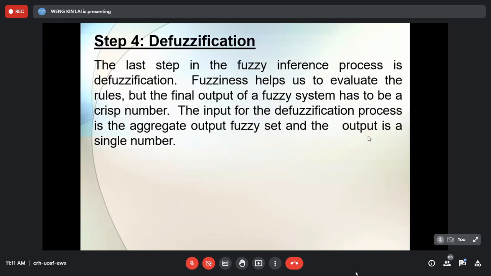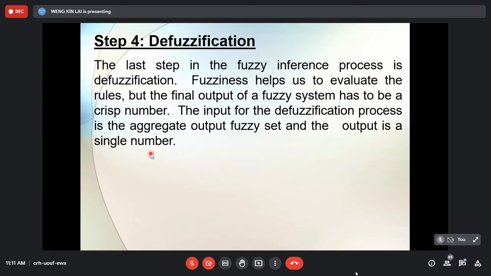So now, once you've done that, I will have to reclassify my output set into just one nice value. The last step, step four, in the fuzzy inference process is defuzzification. Now, fuzziness helps us to evaluate the rules. That's the first part, right? You have the rules, you fuzzify them, you evaluate the rules, get the outputs. But the final output of the fuzzy system has to be a crisp number. It cannot be fuzzy, right? You have one number, some value. So the input for your defuzzification process is the aggregate output fuzzy set, and the output is a single number.